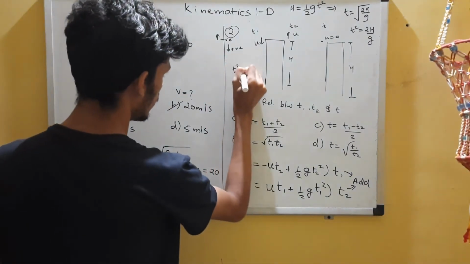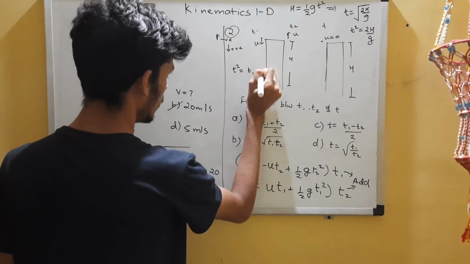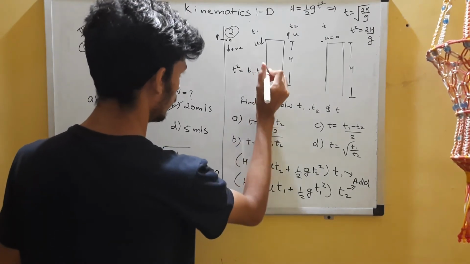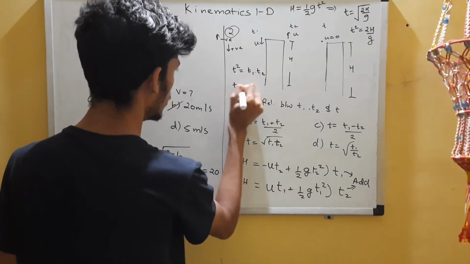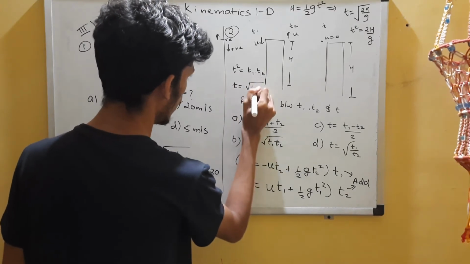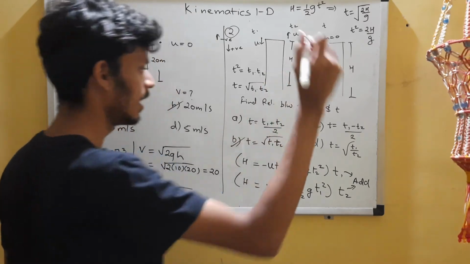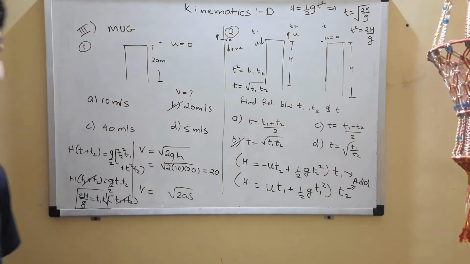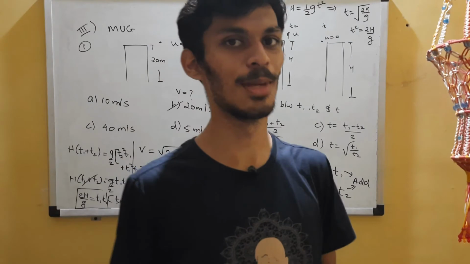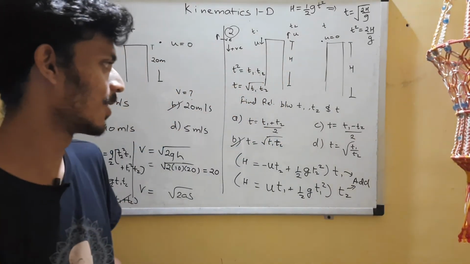So t square is equal to t1 into t2, and when you take the square root on both sides, t will be given as under root t1 t2. So option B: t is basically the geometric mean of t1 and t2. Okay, you can understand it that way.